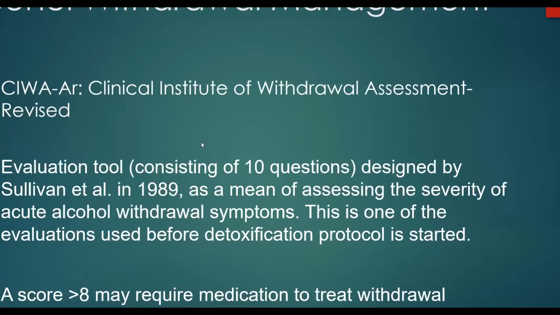We use, to assess patients for a withdrawal syndrome from alcohol, what's known as the CIWA-Ar. That's the revised CIWA, the Clinical Institute of Withdrawal Assessment for Alcohol. There's also one for benzodiazepines that I'm not really going to go over today, but you should be aware that for patients that present with benzo withdrawal, there is that assessment.